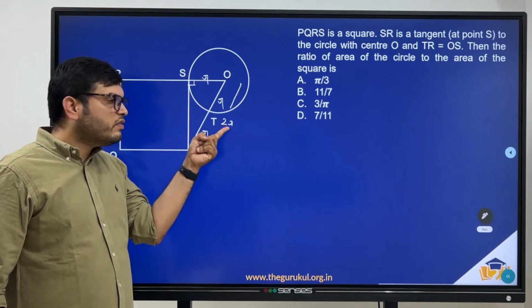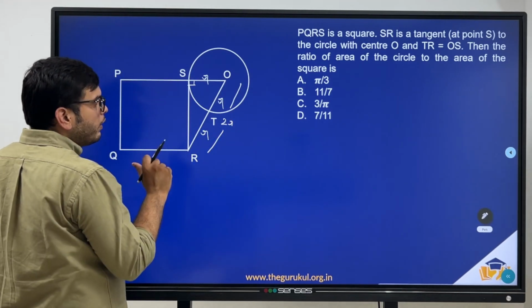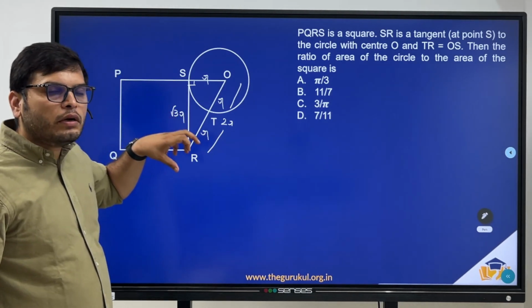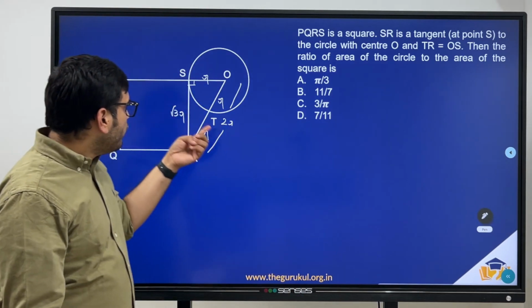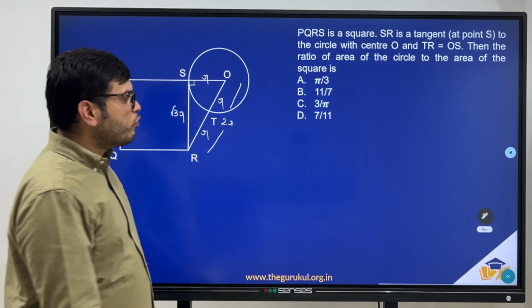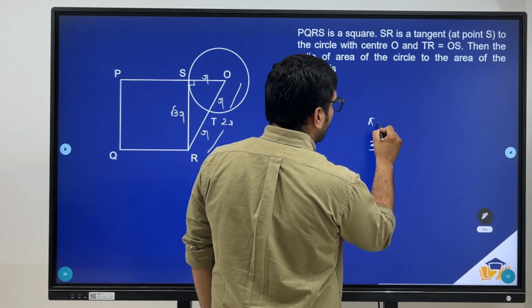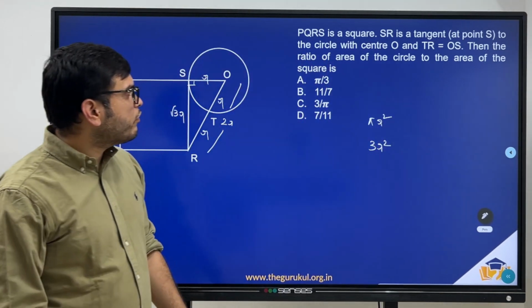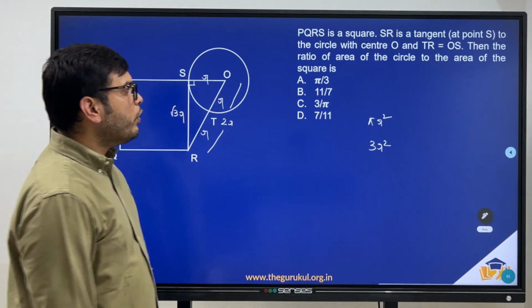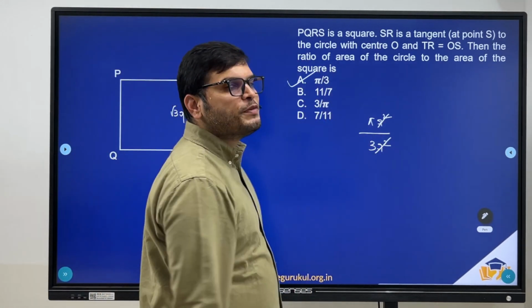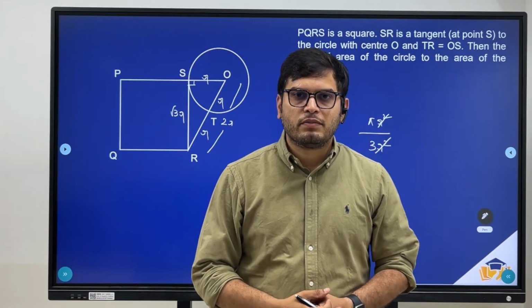Now if this is R, this is 2R, what should be the length of the other perpendicular side? Root 3R, which is nothing but the side of the square. If the side of the square is root 3R, what is the area of the square? 3R square. What is the area of the circle? Pi R square. What was asked? Find the ratio of area of circle to area of the square. These two will get cancelled. Pi by 3. Hence option A should be the answer to this question.